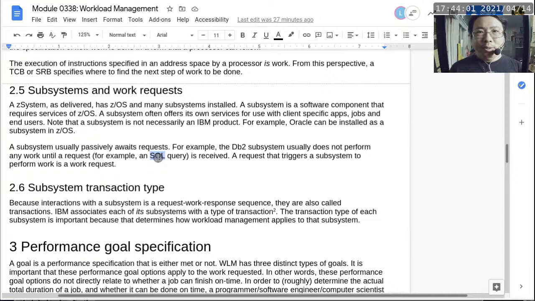Until an app sends a query like that to DB2, DB2 as a subsystem is loaded. It is using up memory. It has its own address space. It has at least a TCB allocated to it. Possibly it has SRBs, but that depends on whether it needs somebody else to help it do what it needs to do. But it won't be using any execution cycle. It won't be using the processor at all until there's a request coming in. So a request that triggers the system to perform work, for the rest of this discussion, I will just call a work request.